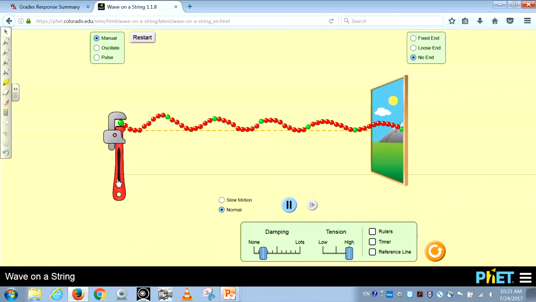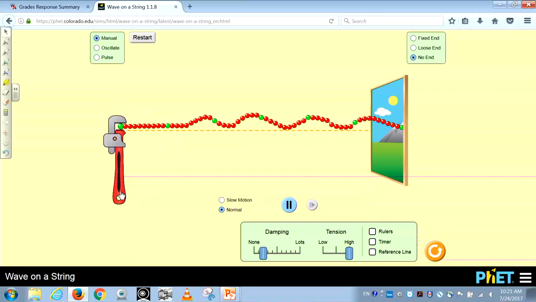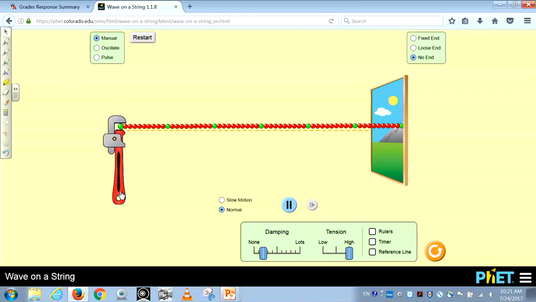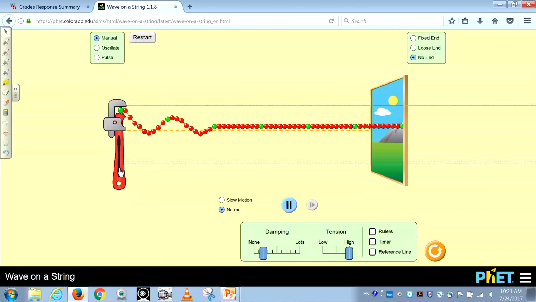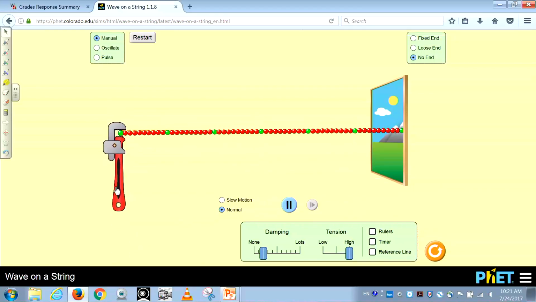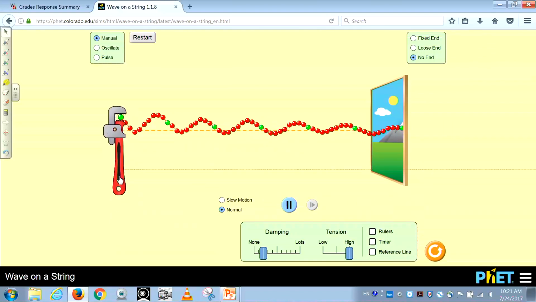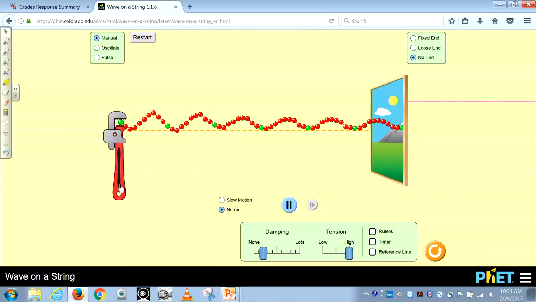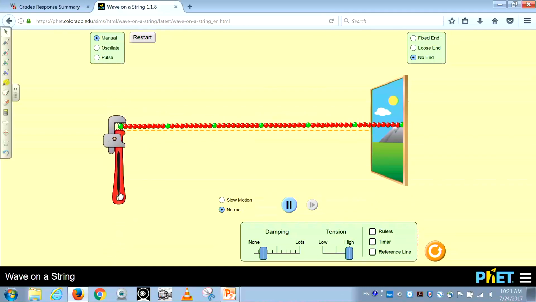That's it. This wrench is a source. Well, technically my hand is a source. My mechanical energy is being transmitted, moved away from my hand through, well, if it's a rope, through a rope or something else. In this particular situation, that is a rope.